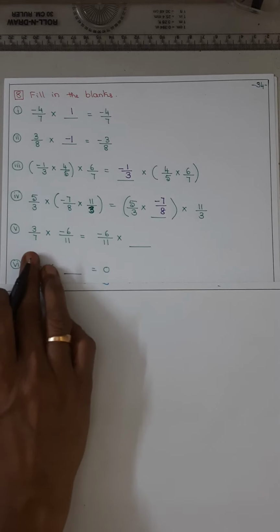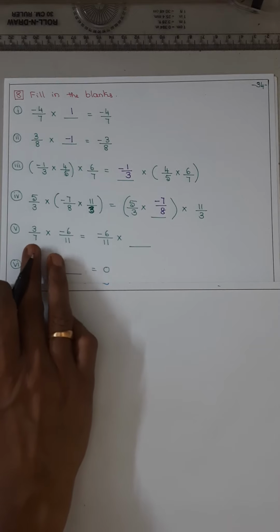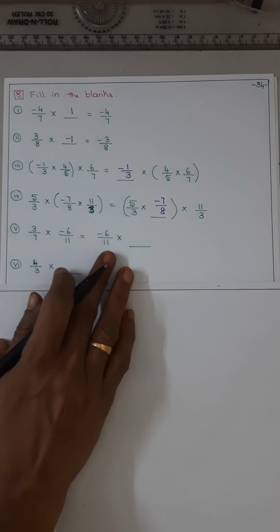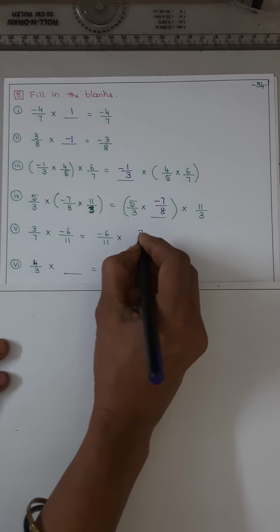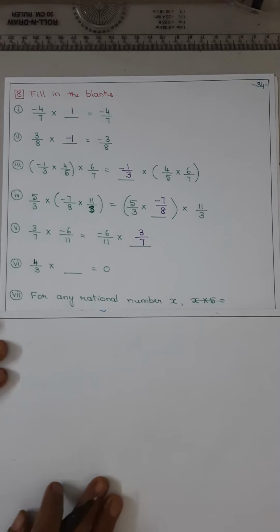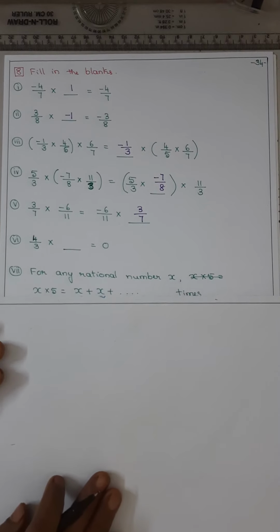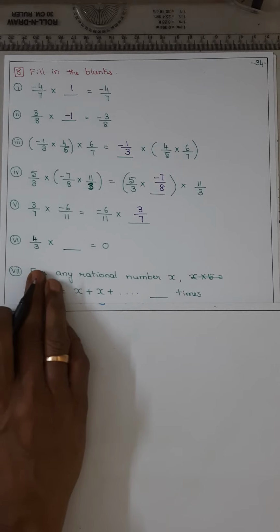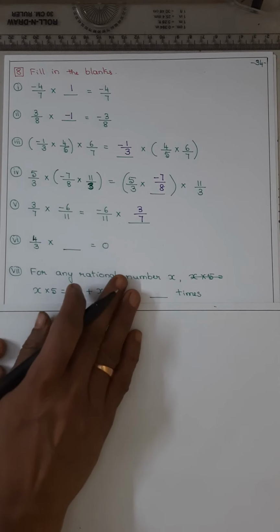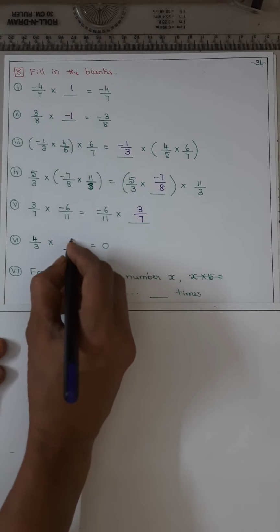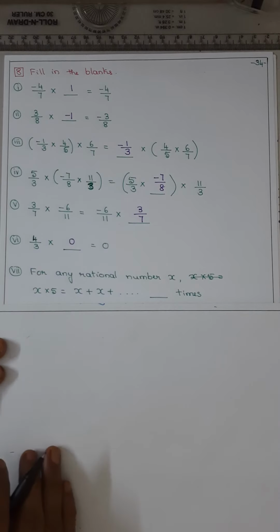Now coming to the question number 5, 3 by 7, not there. Minus 6 by 11, it is there. So 3 by 7. So 2 numbers order is changed, that is commutative property. Now rational number 4 by 3 into something is 0. When the product will be 0? If one of the numbers is 0.